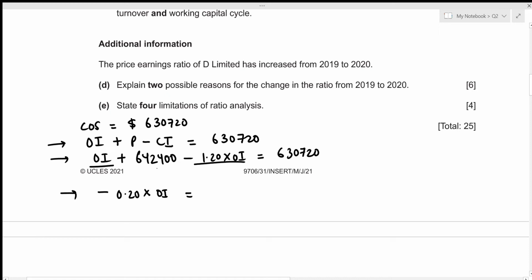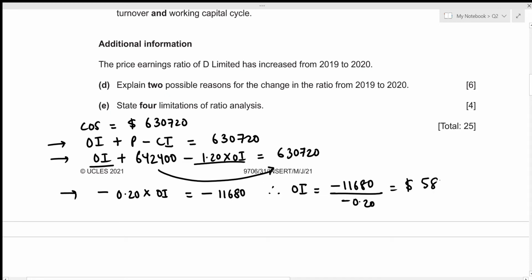And if we are to bring this amount to the other side, that will be 630,720 minus 642,400, which results in a negative balance of 11,680. Now we can easily figure out our opening inventory. That's just going to be negative 11,680 divided by negative 0.20, which results in 58,400.